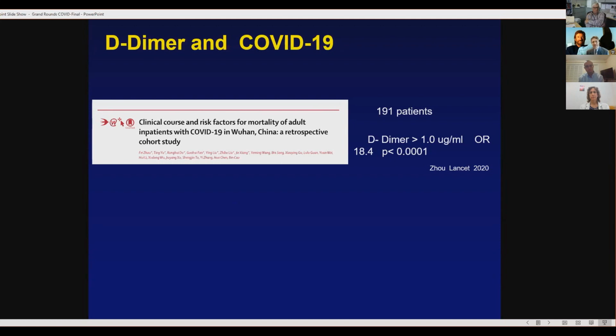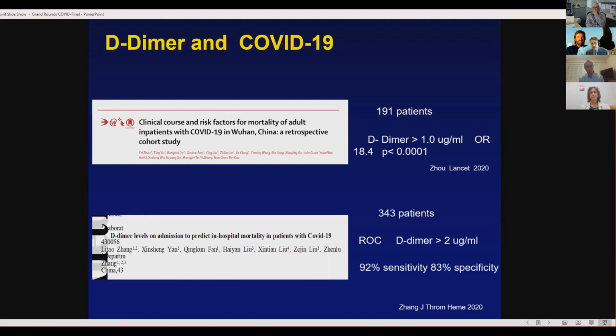They looked at D-dimer, looked at a variety of markers of outcome, but D-dimer of greater than 1 microgram per mL, which is about twofold normal for our sense here, had an odds ratio of 18.4 for mortality. So this huge potential marker, at least associated with a mortality benefit.